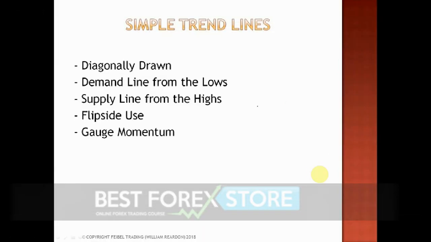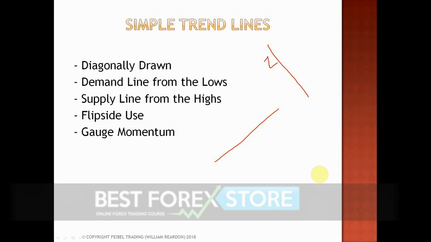New subsection, simple trend lines. Well, they're diagonally drawn. Demand lines from the lows and supply lines from the highs. So demand lines we will draw from lows to the highs, and they act as support. Okay, and supply lines we draw from the highs downwards, and the supply line acts as resistance.